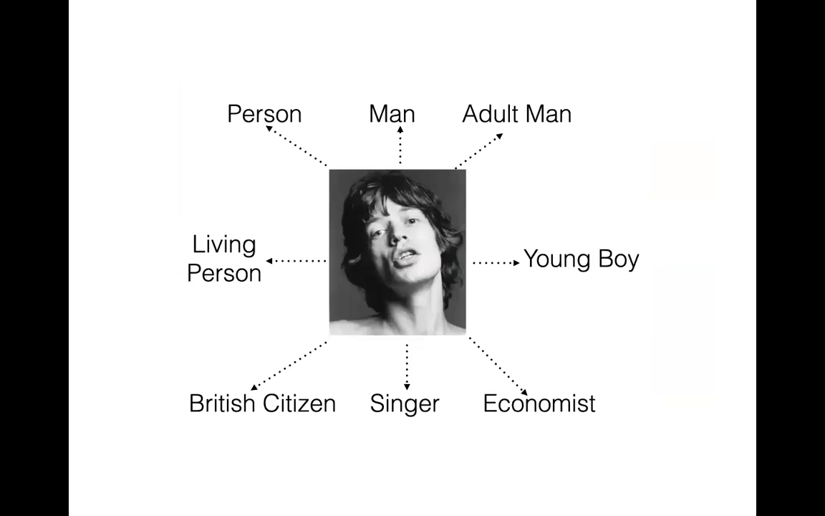So my point is, take this individual. There are all these different types that the individual instantiates, right? If we look from a logical point of view, all these different types are just unary predicates. However, they are more than that. The classification relation binding Mick Jagger to person and to man, for example, is very different from the one connecting Mick Jagger to adult person, or young boy, or economist, or singer, or British citizen, and so on.